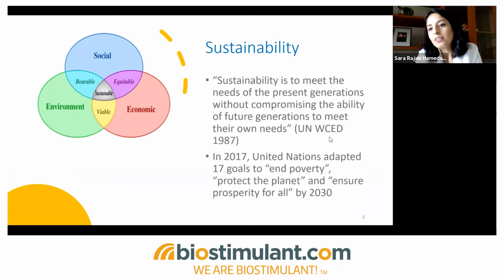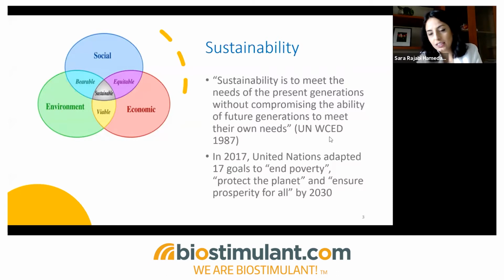Sustainability is a relatively new concept introduced in 1987 by the United Nations World Commission for Environment and Development in response to challenges of climate change, increasing pressure on the environment, and subsequently their social and economic consequences. Sustainability is defined as meeting the needs of the present generations without compromising the ability of future generations to meet their own needs.